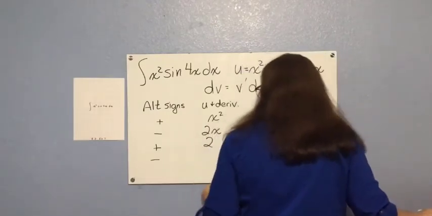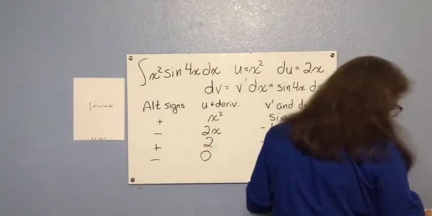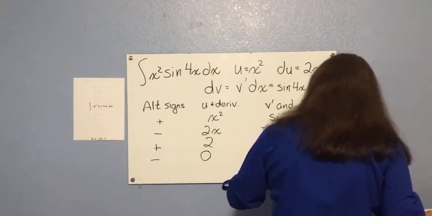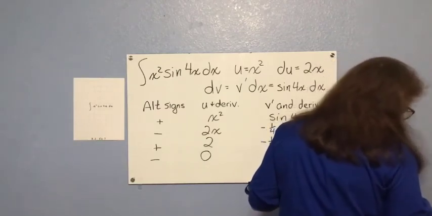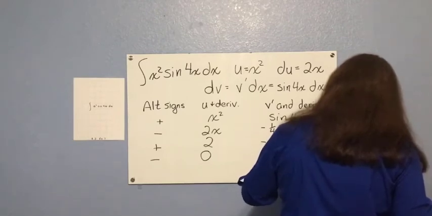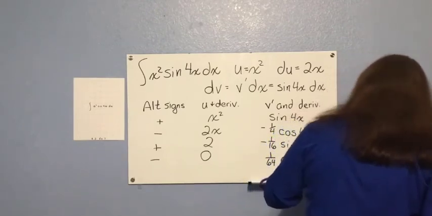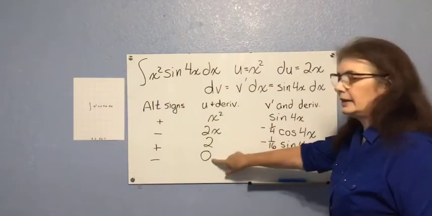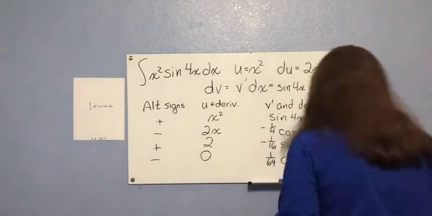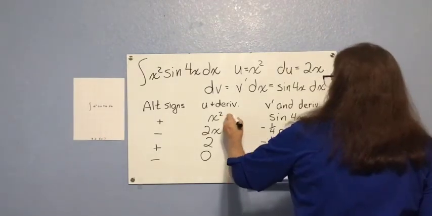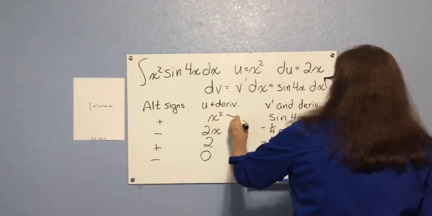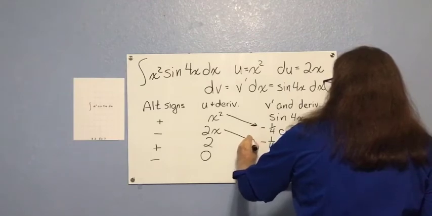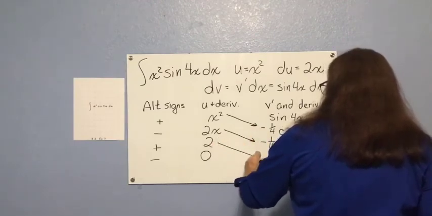And then our last row, we have negative there. This derivative is now 0. And then 1/64 cosine 4x. Okay? This table is complete. How do I know that it's complete? When I get to 0 in this column, I'm done. Okay, now we're going to make some diagonal lines from the first element in the second column to the second element in the third column, and so on. Like this.